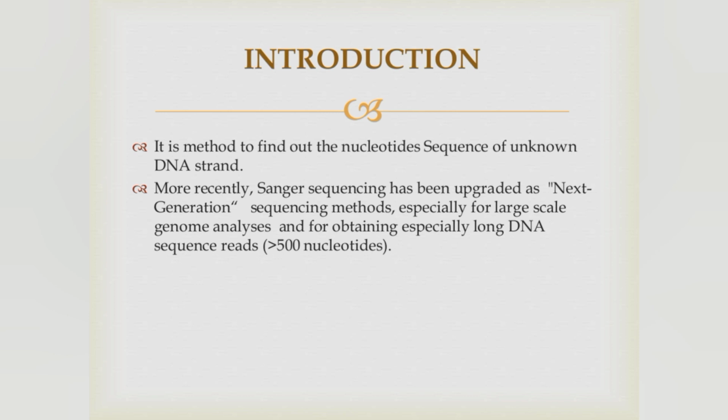Introduction of the Sanger method. The Sanger method is a method to find the nucleotide sequence of an unknown DNA strand. We can find the nucleotide sequence of DNA which is unknown. More recently, Sanger sequencing has been upgraded to next generation sequencing methods, especially for large scale genome analysis and for obtaining long DNA sequence reads greater than 500 nucleotides.